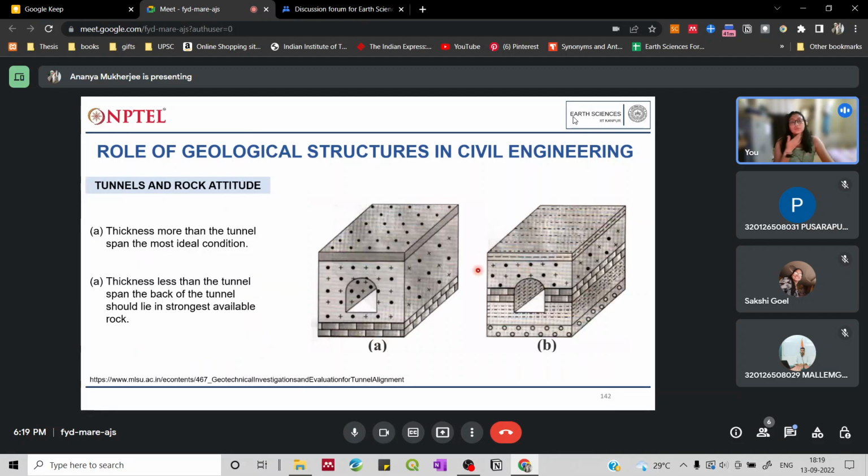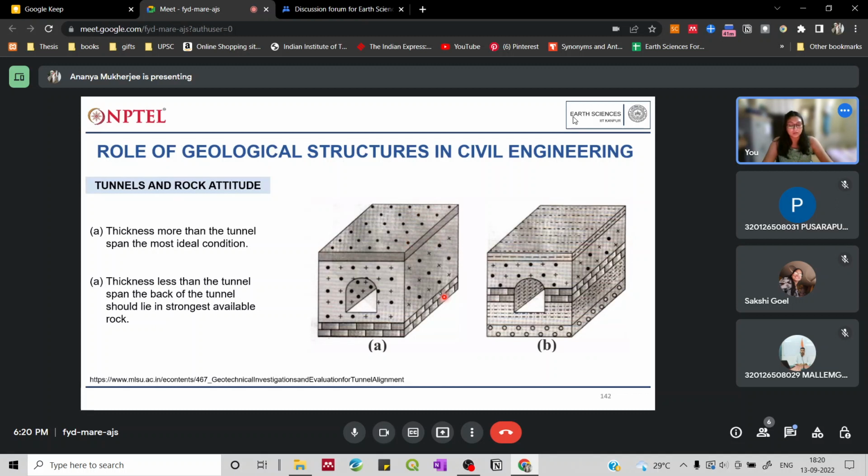Next we move to tunnels and rock attitude. What is rock attitude? The orientation of the rock beds. If you remember, we had talked about strike and dip of the bed. So if we are considering horizontal beds, the dip is 0 over here. There is no dip. These are horizontally occurring rocks.